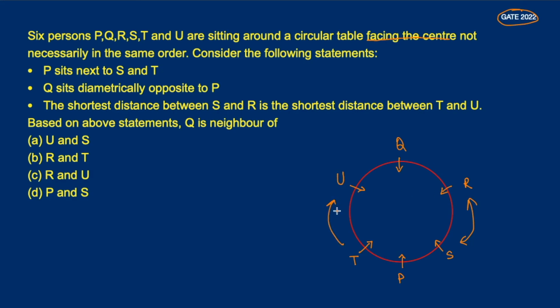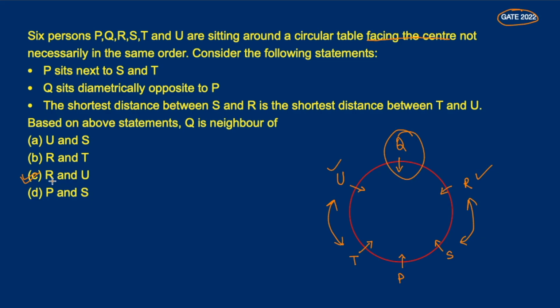Is this statement verifying it? That means the distance between S and R is the same as the distance between T and U. So yes, it is verifying. So this can be the proper arrangement for this particular question. Now what they have asked is, based on the above statements, who are the neighbors of Q. It's pretty simple. Who is sitting next to Q? U and R are the neighbors of Q, and that's how option C becomes the correct option.